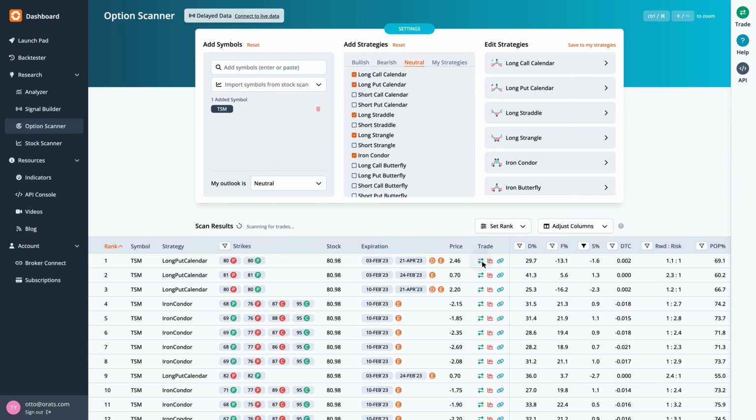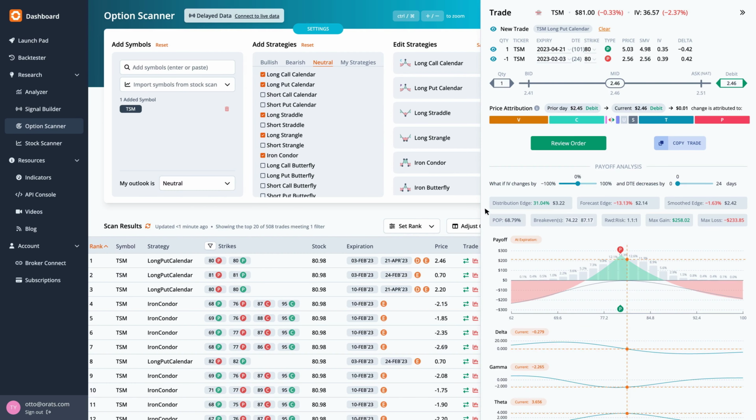By pulling up the trade, we can see the theoretical values in more detail. The distribution edge, found by the expected value of the payoff picture on the stock's historical distribution, has an edge of 31.0%. The forecast edge, which is derived from historical volatility, has an edge of minus 13.1%. Lastly, the smoothed edge, which is calculated by drawing a best fit curve through the monthly implied volatilities, has an edge of minus 1.6%. The edge is relative to the mid-market price of the trade. Greater positive edges are a theoretical benefit to the trader.